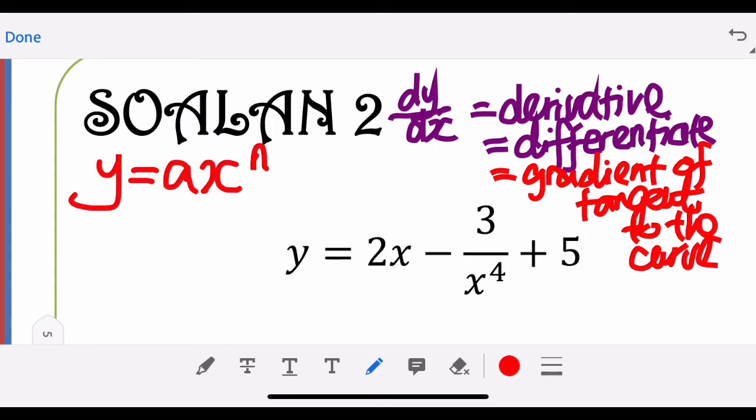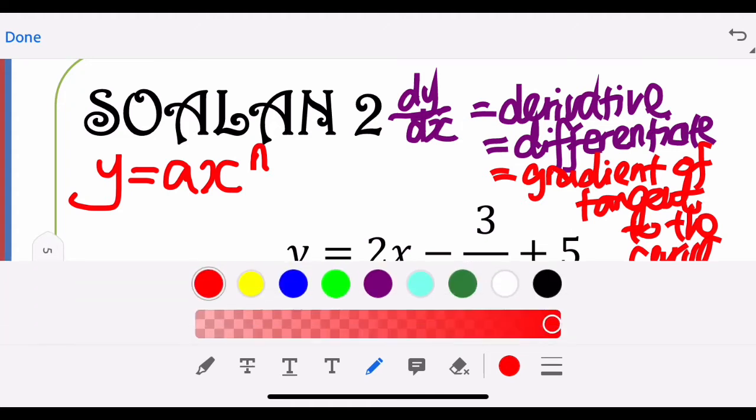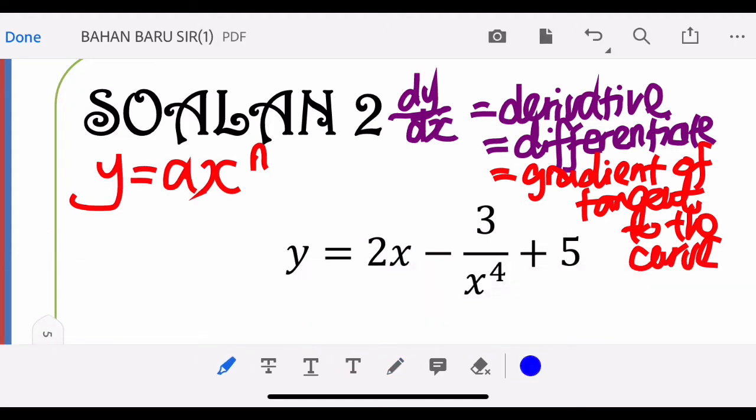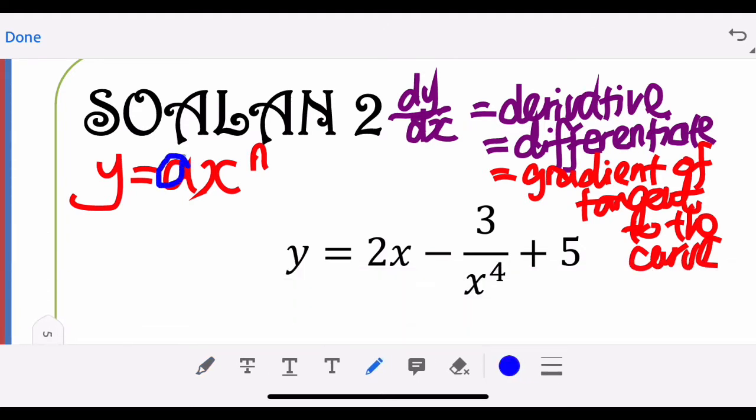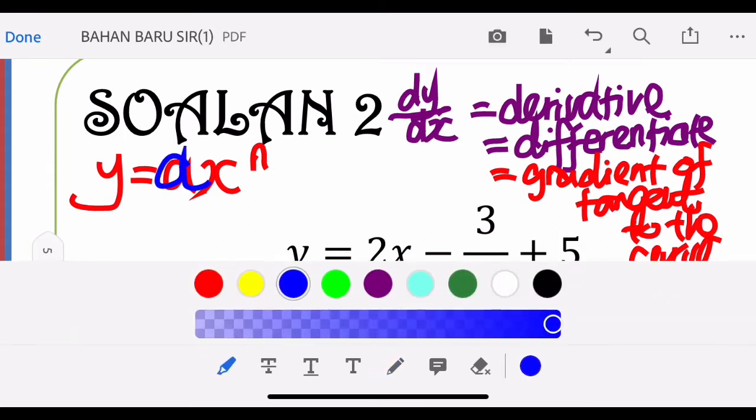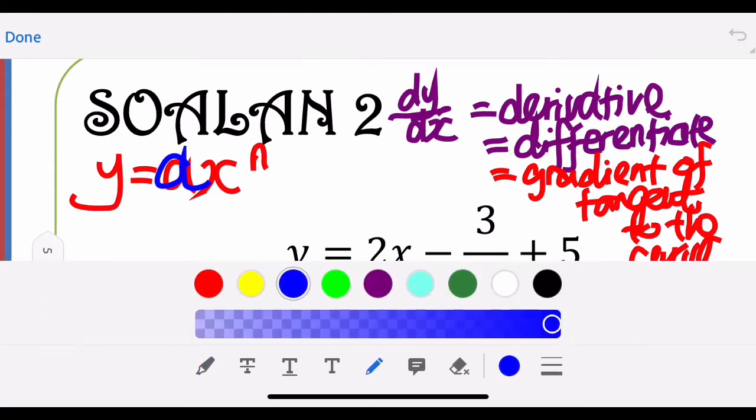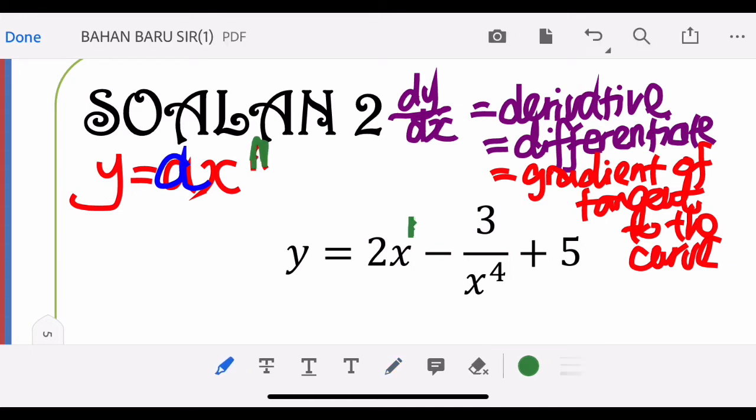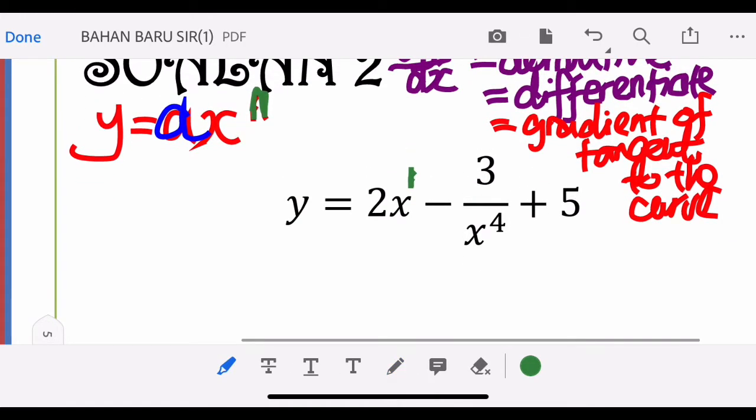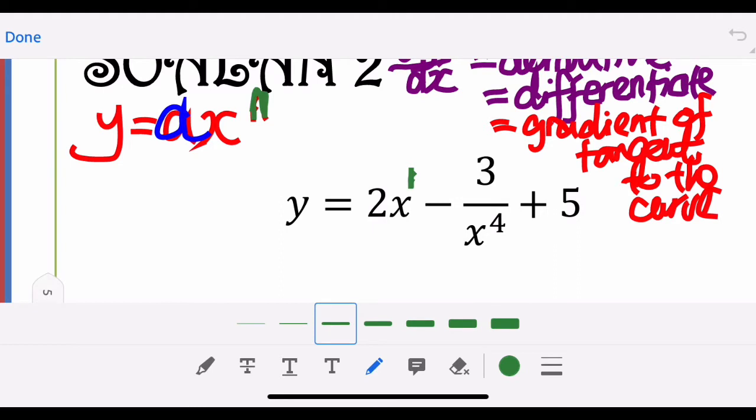The power rule says if y equals ax to the power n, then dy/dx will be n. You have to bring down the n, times the a, then x to the power n minus 1. The basic step is you must see the constant a with the x with the power.